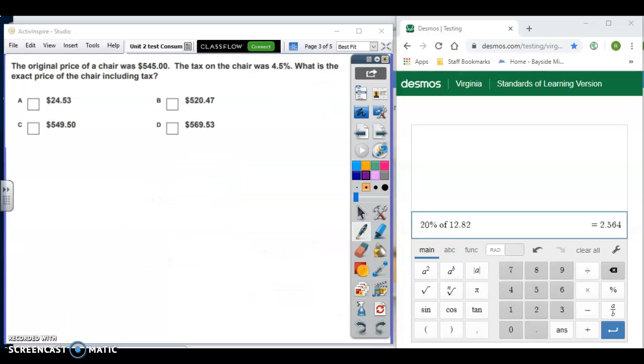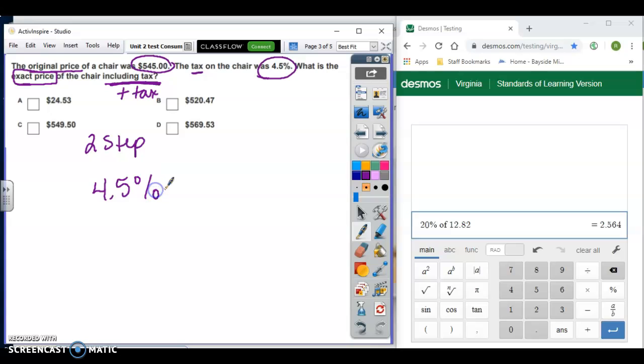Question number 8. The original price of a chair was $545. The tax on the chair was 4.5%. What is the exact price of the chair, including tax? So when it says including, that means we're going to add on the tax. So this is a two-step problem. So the first thing we need to do is find out what is 4.5% of 545. So that'll tell us the amount of tax that they're going to pay. So let's find that out.